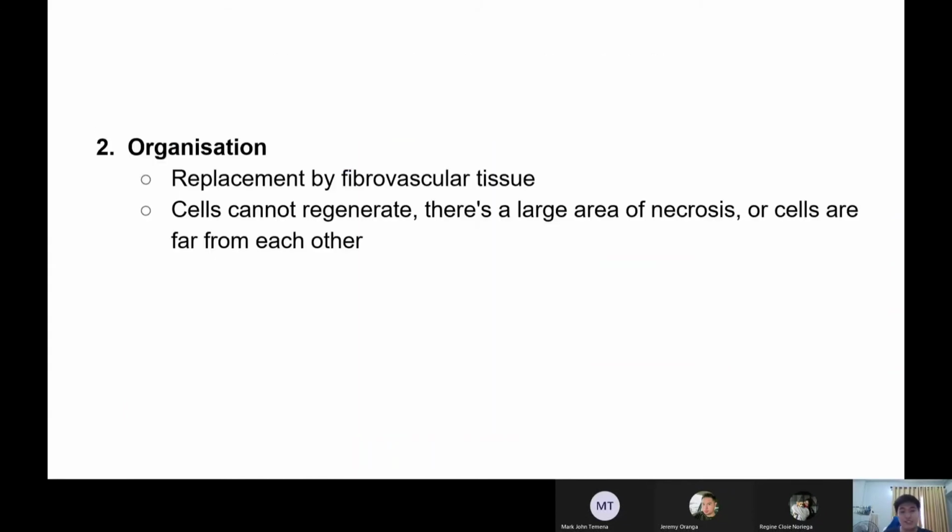So, yung next process is the organization. It is a replacement by a fibrovascular tissue, also known as scar tissue. Cells cannot regenerate if there's a large area of necrosis or cells are far from each other, and these are the reasons why the cells cannot fill up the gap quickly enough or not at all.